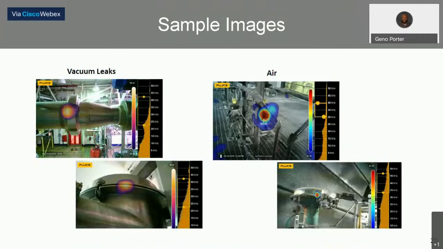Here are some sample images from real applications. On the left, you'll see some examples of vacuum leaks, and on the right, you'll see some examples of air leaks. These are real world applications. On the right, there are also some pretty good examples of reflection going on in the facility. So it's pretty intuitive to tell that the source of my leak is right where the red is happening, and where these blue spots are bouncing off the floor is probably an indication of reflection, or air possibly coming from down below.